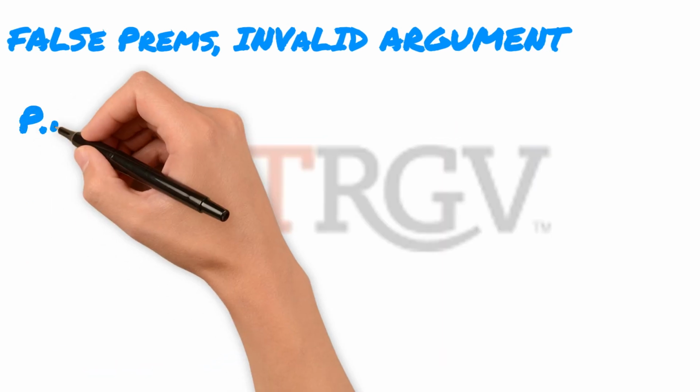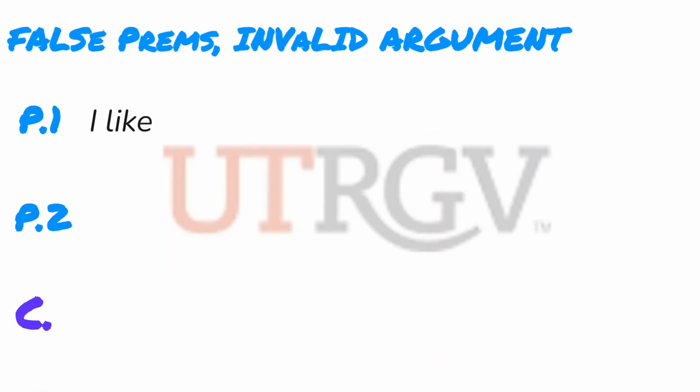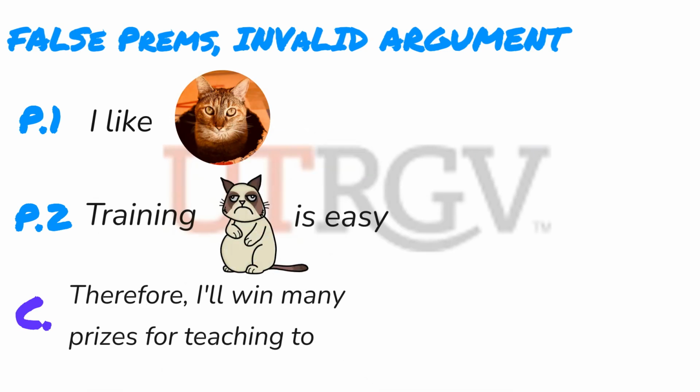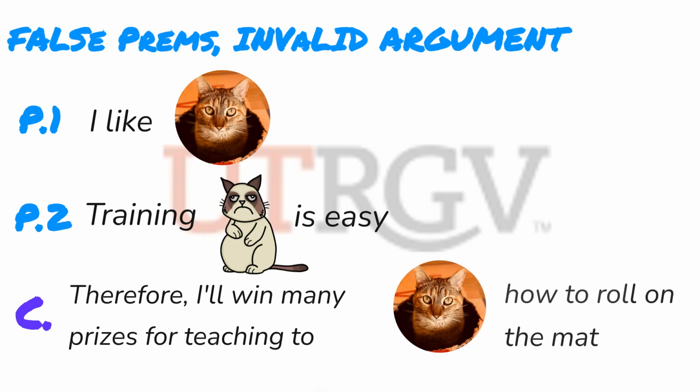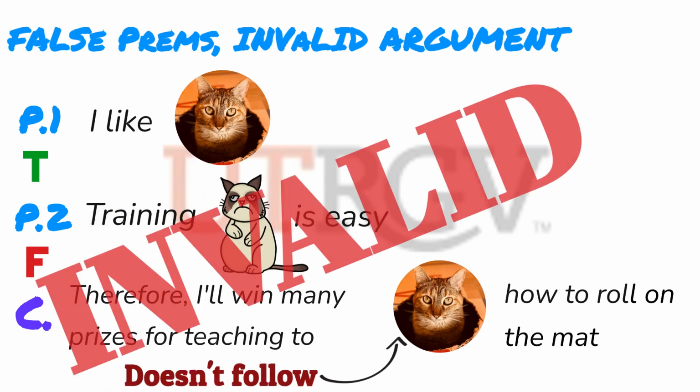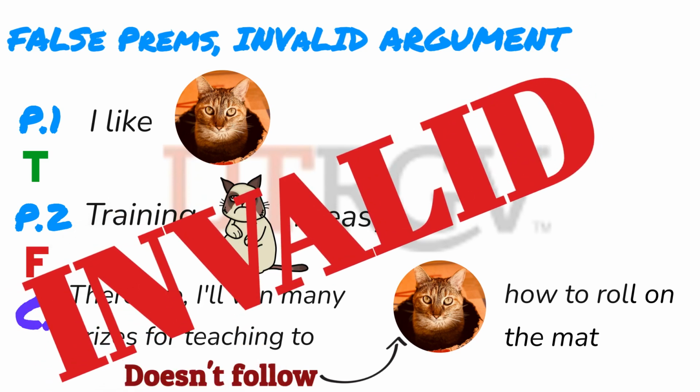Lastly, an argument can be both invalid and have false premises. Premise 1. I like cats. Premise 2. Training cats is easy. Conclusion. Therefore, I'll win many prizes for teaching Taz to roll on the mat. Here, the reasoning doesn't follow, and one premise is false, so the argument is invalid.